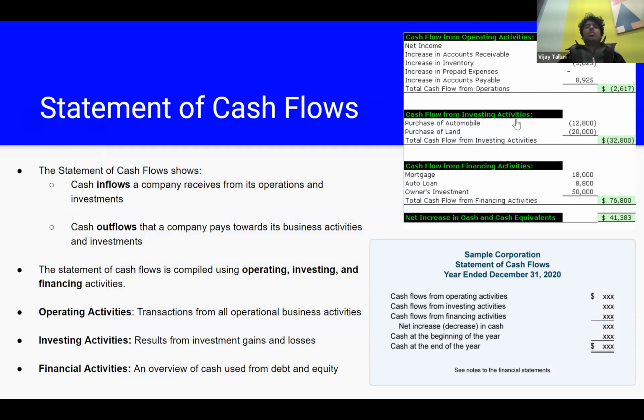All right, so lastly, we have the statement of cash flows. The statement of cash flows shows 2 sides: cash inflows and cash outflows. Inflows are all the cash that a company receives from its operations and investments. Cash outflows are all the cash the company pays towards business activities and investments. There are 3 categories when you're grouping using the statement of cash flows. They're called operating, investing, and financing activities. Operating activities are transactions from all operational business activities. Investing activities result from investment losses and gains. And financing activities is an overview of cash used from debt and equity.